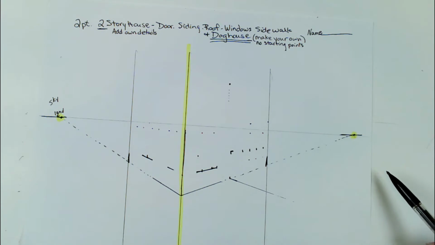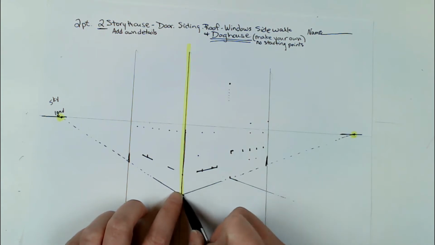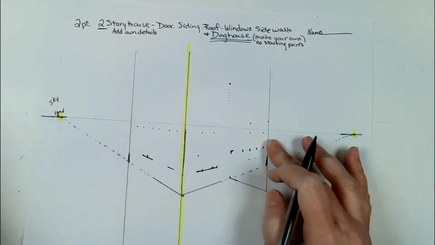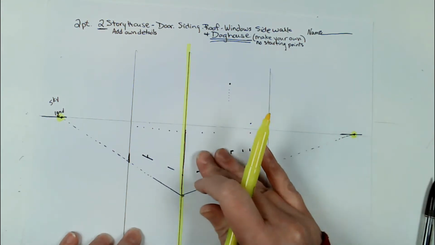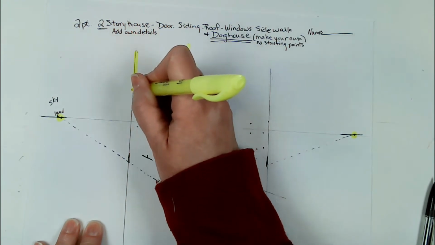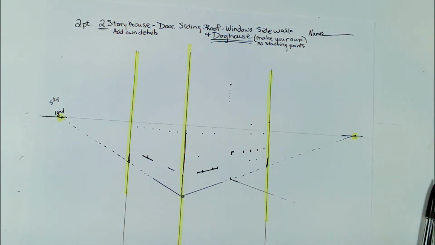So now what I'm going to do is I'm going to start with this part right here, and this is my back and this is the other corner. So this is going to be kind of like where the door is and everything, but I'm going to trace these just so you can see them again. So these are all vertical lines.